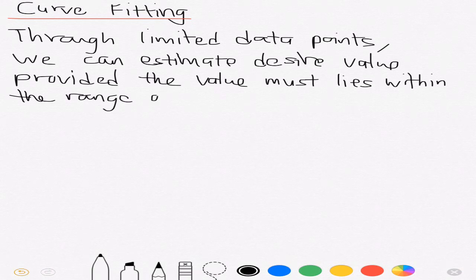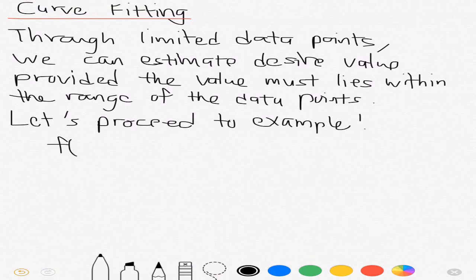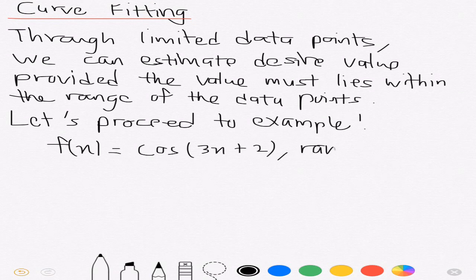So from my note, I wrote that we can estimate a desired value provided that the value must lie within the range of the data points. If you have a set of data, maybe you have 10 data points. The minimum data point may be 1, and the maximum data point is 100. So let's say I have 1, 2, 3, 4, 5, 99 and 100. If we want to estimate the data point of 50, we can estimate it by plotting a graph.